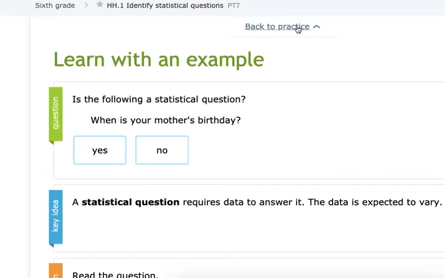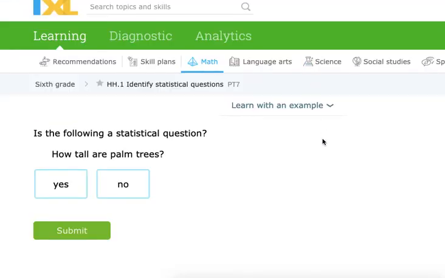So let's go ahead and look at a couple of these. Let's look at the first one here. Okay, so is the following a statistical question? How tall are palm trees? Is that a statistical question or not? Now, in order to answer that, we would have to go out and measure palm trees and find out they wouldn't all be the same height, and there would be no exact answer because it's asking about palm trees in general. So this one would be a statistical question. So this one we'd have to collect data.